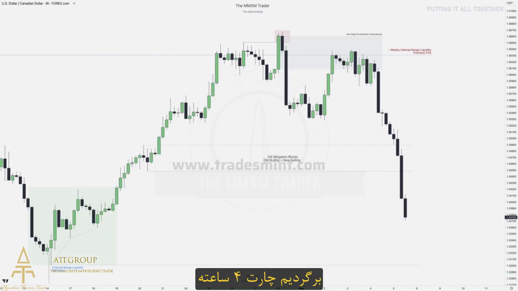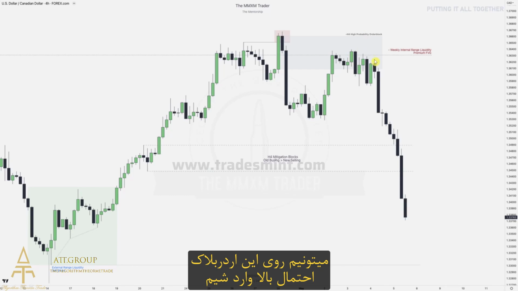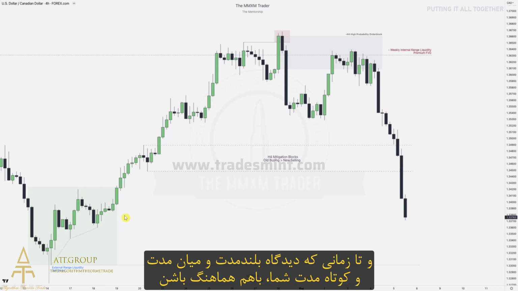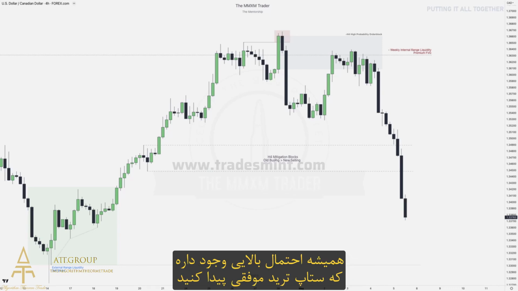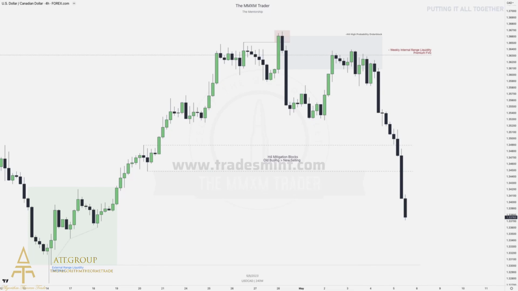Back to that 4-hour. We had that beautiful market maker sell model, and there are multiple opportunities to get in. We have those mitigation blocks where you can get in. You can get in on that high probability order block right over here, and then as long as your long-term perspective and your intermediate term perspective and your short-term perspective is in line with each other, it tends to have a very high probability for a successful trade setup. And also important, time, that 8 a.m. to 12 p.m. window, very important.